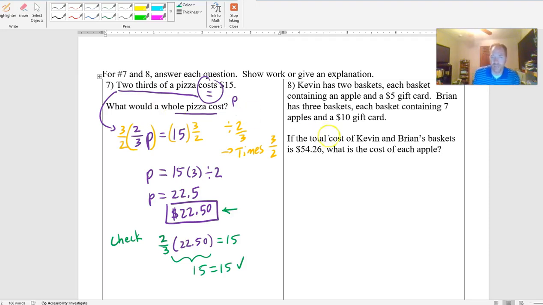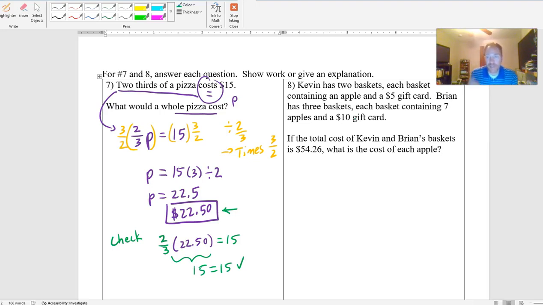That's one bite of the elephant. All right, let's move on to number 8. Number 8 says Kevin has two baskets, each basket containing an apple and a $5 gift card. Brian has 3 baskets, each basket containing 7 apples and a $10 gift card. If the total cost of Kevin and Brian's baskets is $54.26, what is the cost of each apple?